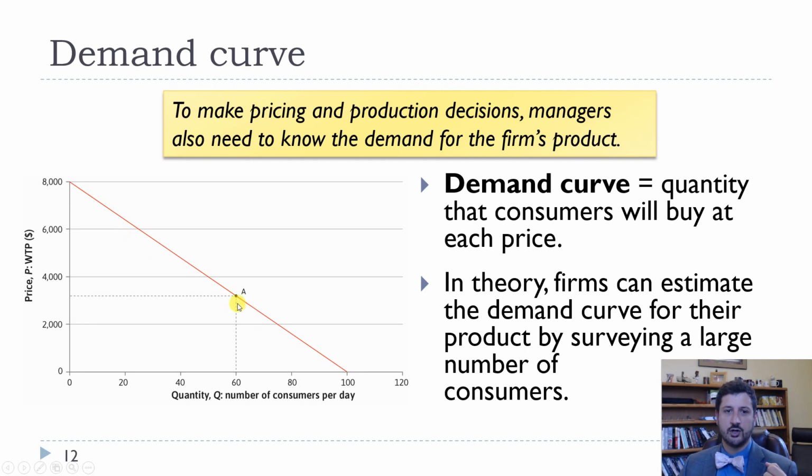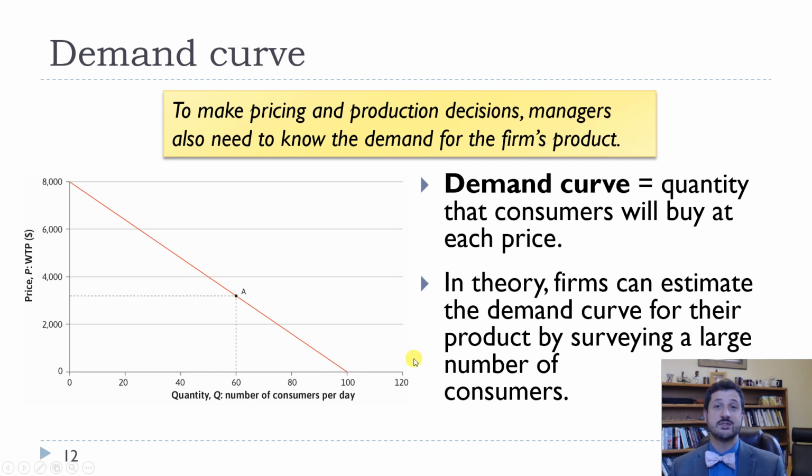And so, for example, if the price is here at 3,600 or whatever it is at point A, then they will buy 60. If the price is up here at 6,000, then they're only going to buy 23 or something. If the price falls all the way down to 1,800, then they'll buy 80.